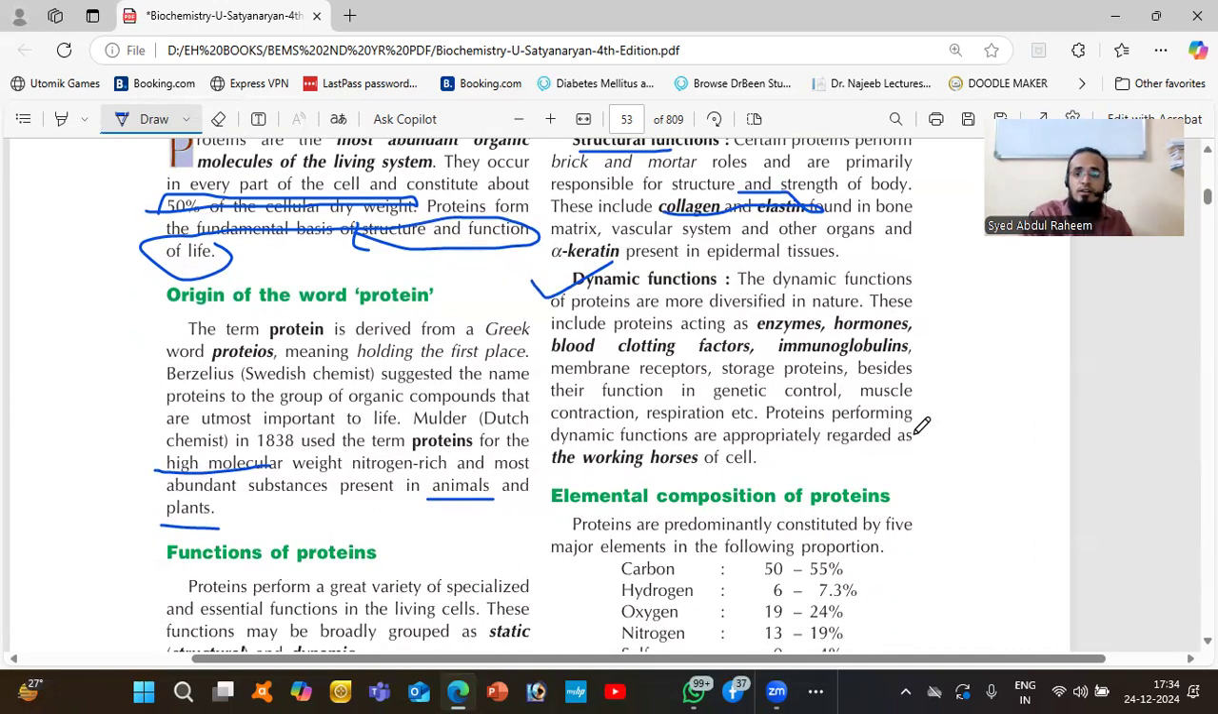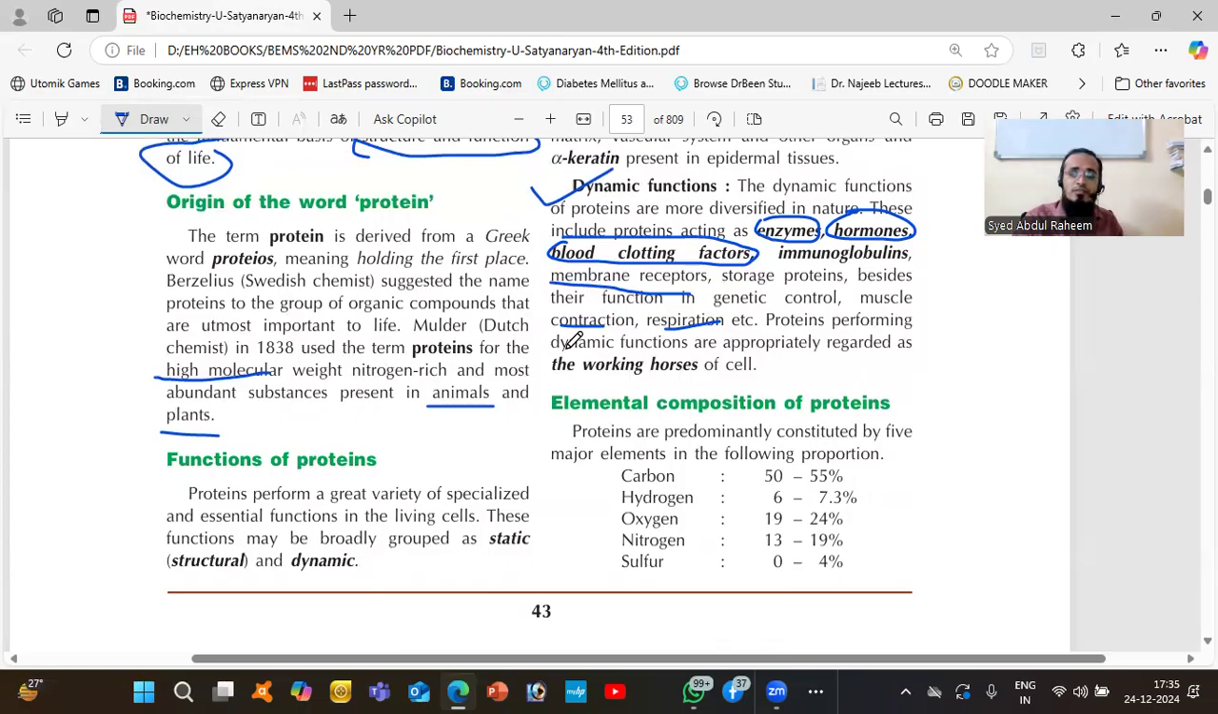The dynamic functions are like enzymes. Some enzymes are proteins for digestion. Hormones are proteins, and some proteins are blood clotting factors, to clot when bleeding occurs. You study this in the blood chapter in anatomy and physiology. Immunoglobulins are very important for immunity, and those are also proteins. And membrane receptors, which receive information at the membrane, are also made up of protein. Storage proteins, and also muscle contraction, respiration, etc., all need proteins.